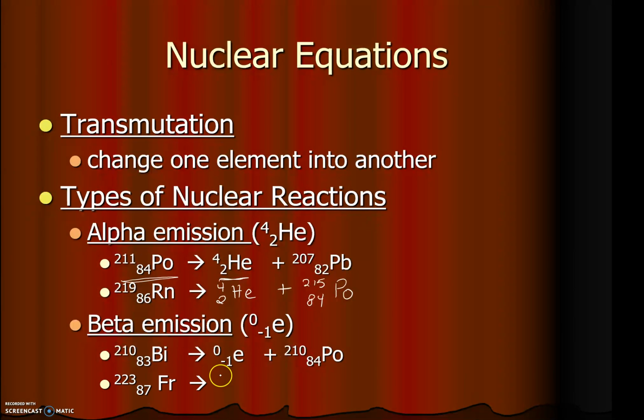Again, it's beta emission, so this is going to be 0, minus 1, e. And if this is 87, then this must have been 88. This is going to stay the same at 223. And then we have to look up what element is 88, and it's 88.